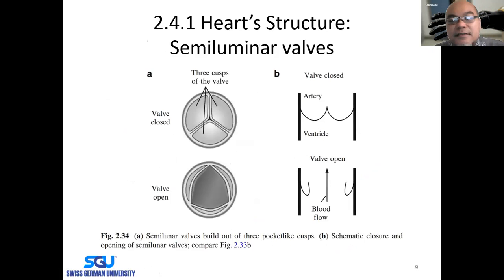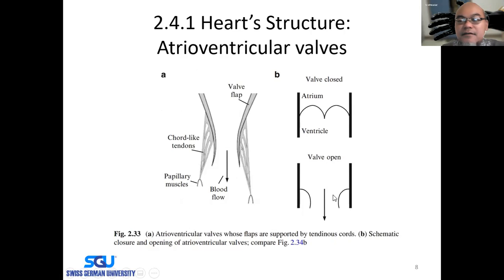Here, because it has a different structure, in A, this is the tricuspid valve from the right atrium to the right ventricle, consisting of three cusps of the valve. The semilunar valve is built out of three pocket-like cusps. The schematic closure and opening of the semilunar valve. We compare with this one.